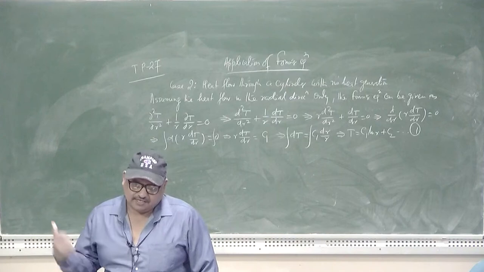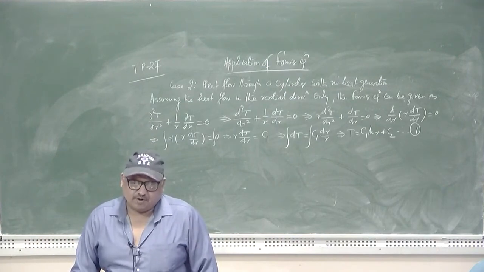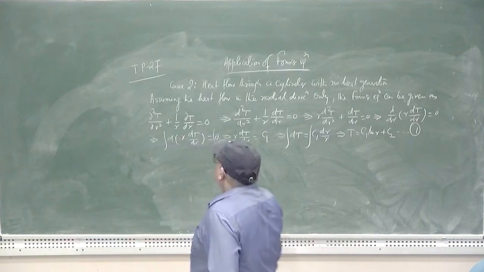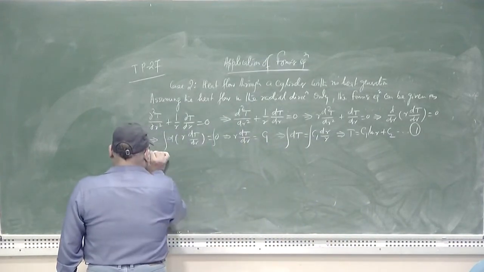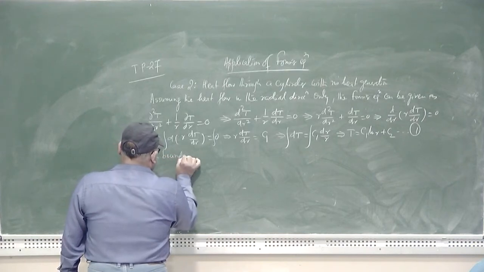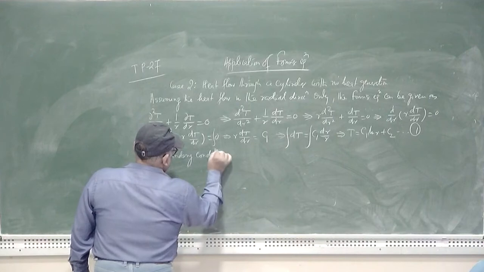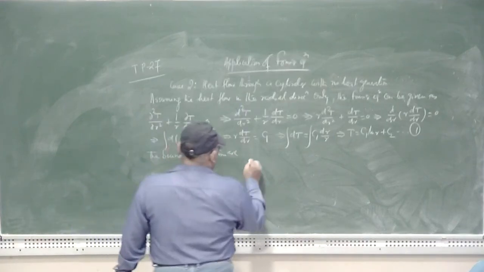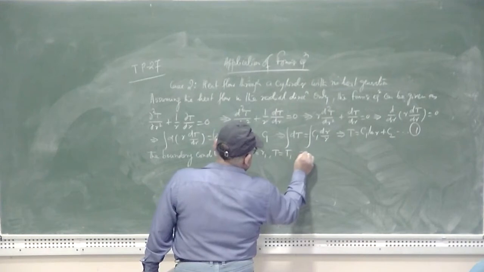Now again, as in the previous case we have gone through, you have to take the boundary conditions for the present case to evaluate C1 and C2. So the boundary conditions are: at r equal to R1, let the temperature equal T1.